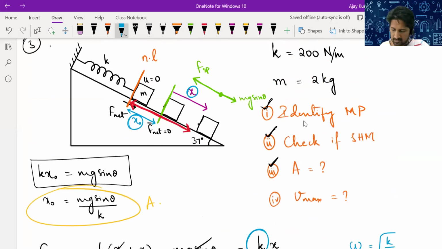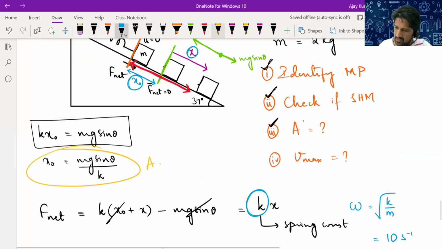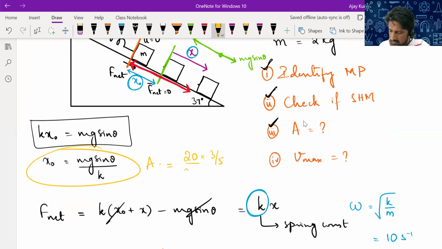Amplitude in this case is mg sin θ by k. Let's calculate how much that is. Mass is 2 kg, so mg is 20. Sin 37 is 3 by 5, divided by k, which is 200. 20 by 200 is 0.1, times 3 by 5, which is 0.6. So 0.6 divided by 10 is 0.06 meters. 0.06 meters means 6 by 100 meters, that is 6 centimeters, which is the amplitude. We need it in meters only.